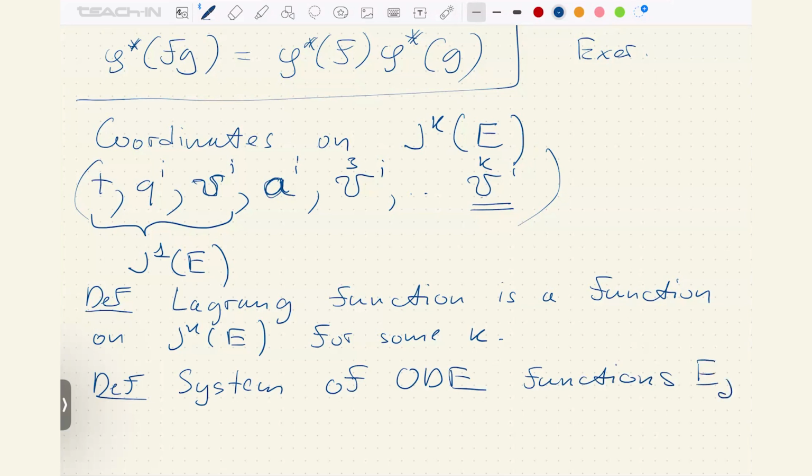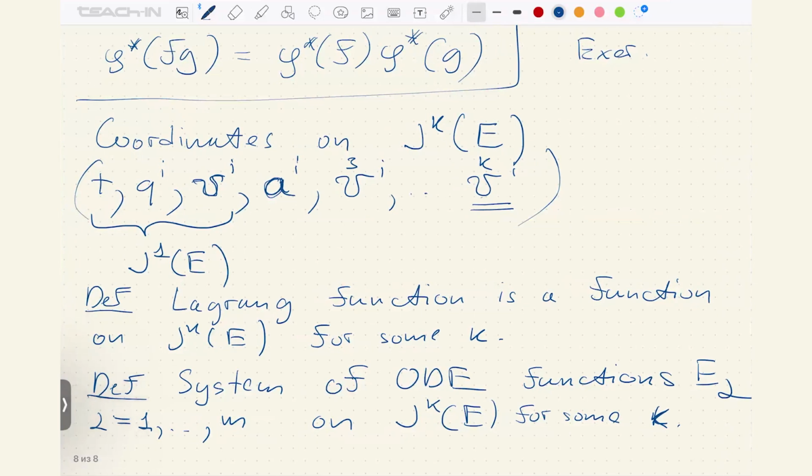Let's say E alpha. Alpha runs from, well, depends how many equations we want, from 1 till some, I don't know, m. And so these are functions on, again, J^k E for some k. Again, this k depends on how high are derivatives entering our equations.